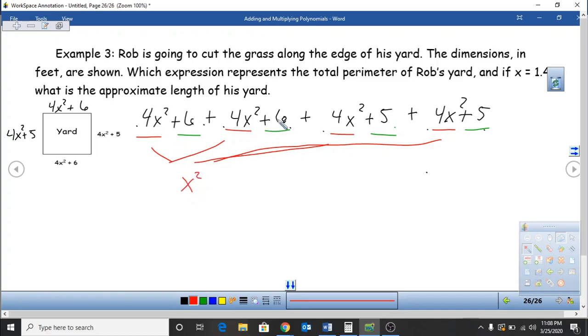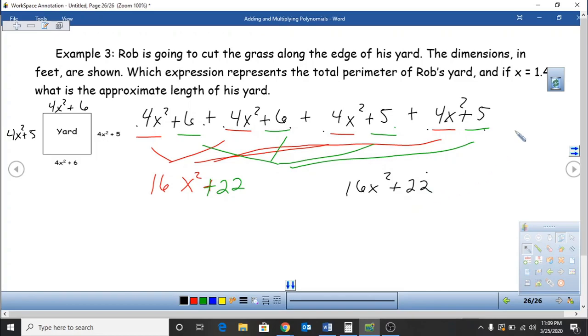They all have x squared, so it's going to end up with x squared. I have 4 plus 4, which is 8, and then plus another 4 is 12, plus another 4 is 16, so I have 16x squared. Then I'm going to take the number 6 plus 6, that's just 12, and then plus 5, that's 17, plus another 5 is 22. So plus, I should write it in green, plus 22. So I'm adding the numbers here. Okay, so this is my expression.